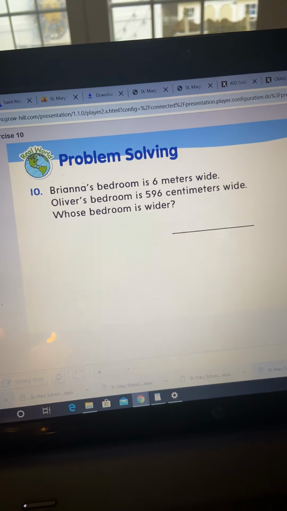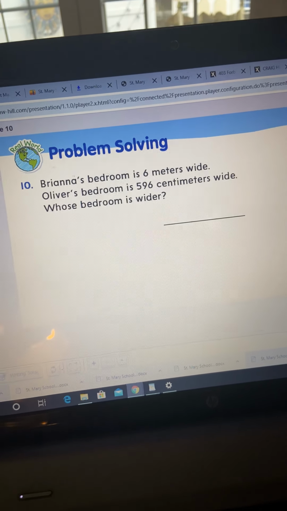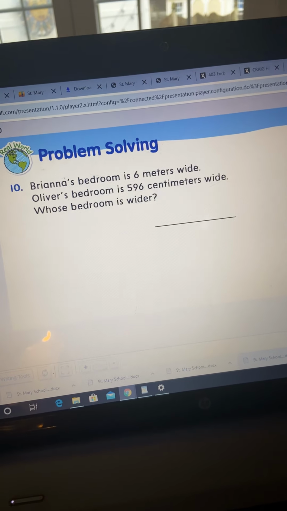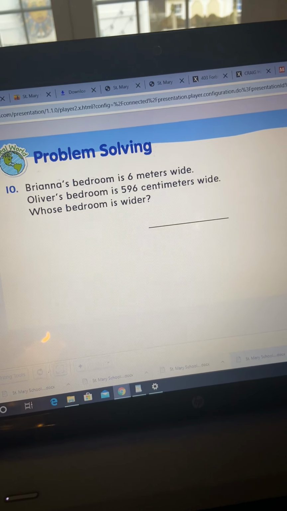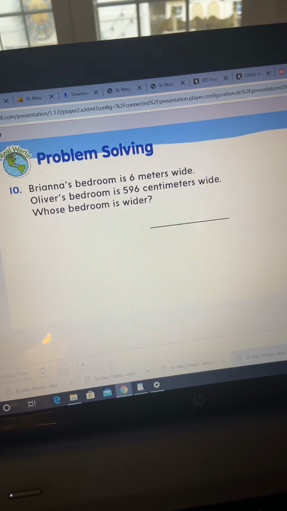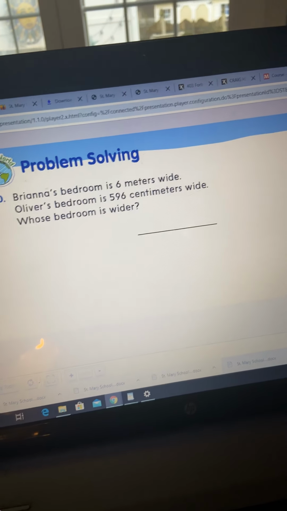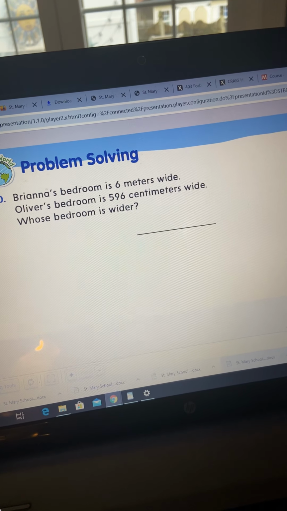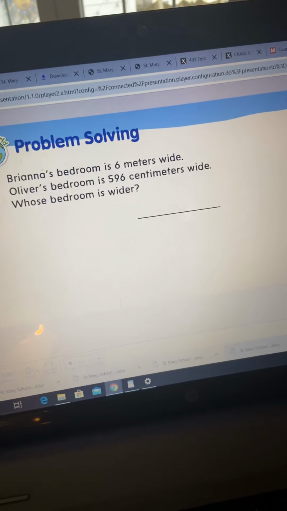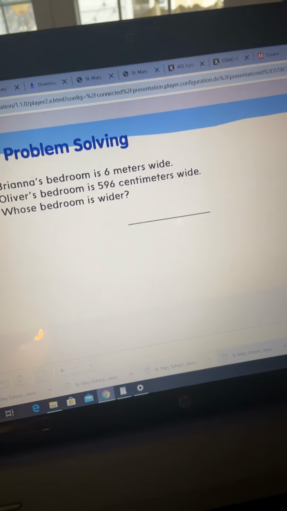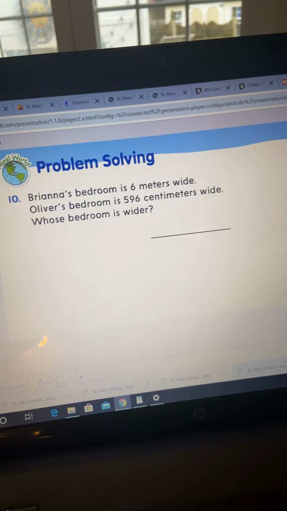Okay, let's try another one. Brianna's bedroom is 6 meters wide. Oliver's bedroom is 596 centimeters wide. Whose bedroom is wider? Well, we know that Brianna's bedroom is 6 meters wide, which is 600 centimeters. So whose is wider? Brianna's, because 600 is wider than 596. So some good thinking problems there for you.